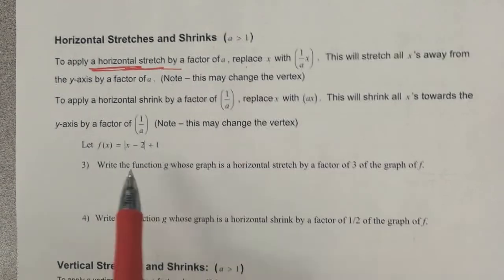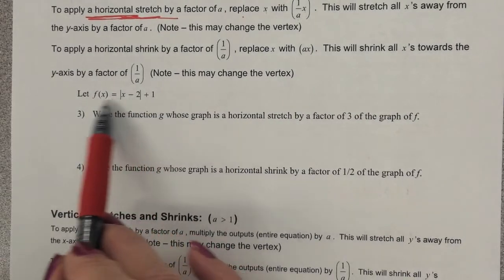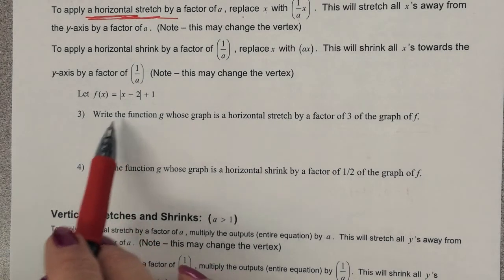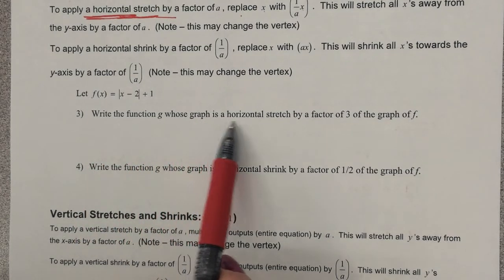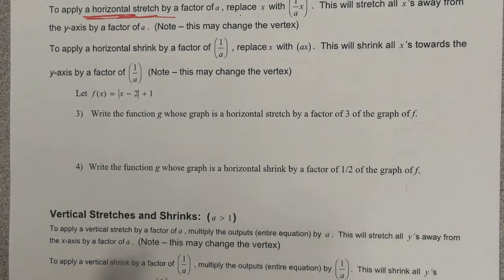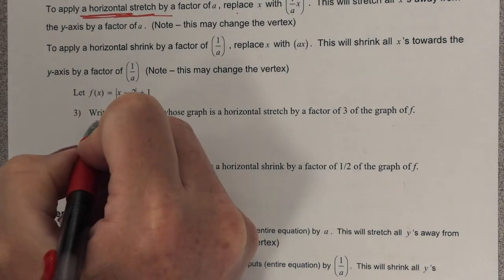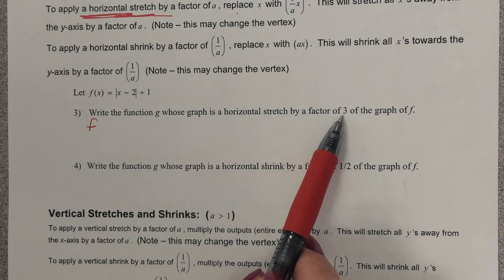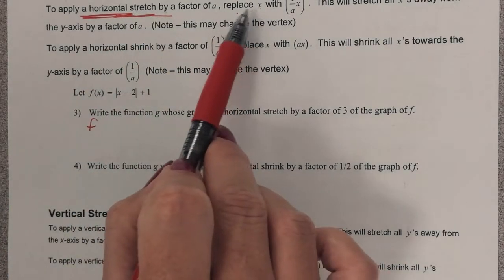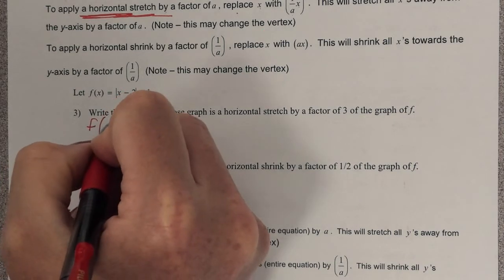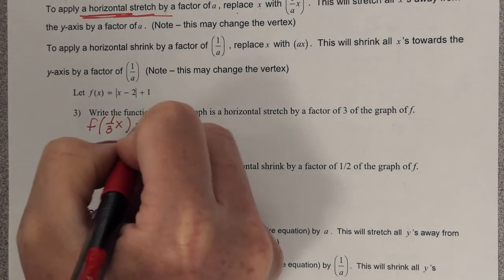All right, let's try it. Here's our function. This function would have a vertex at 2, because it's a shift to the right 2 and up 1. So that's the way it's starting. Write the function g whose graph is a horizontal stretch by a factor of 3 of the graph of f. So I'm going to write f of, I want to do a horizontal stretch by a factor of 3. Horizontal stretch, replace x with 1 over 3x. So I'm going to have to do f of 1 over 3x.